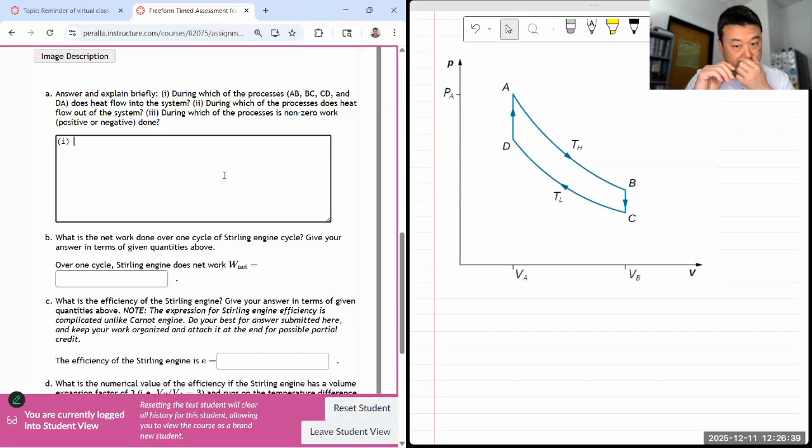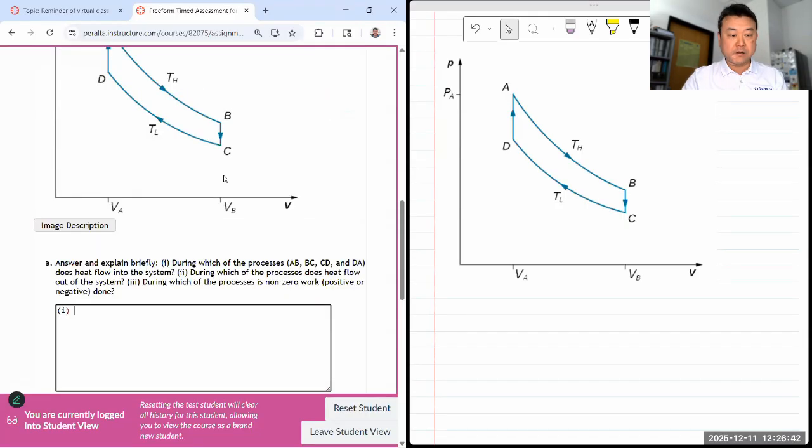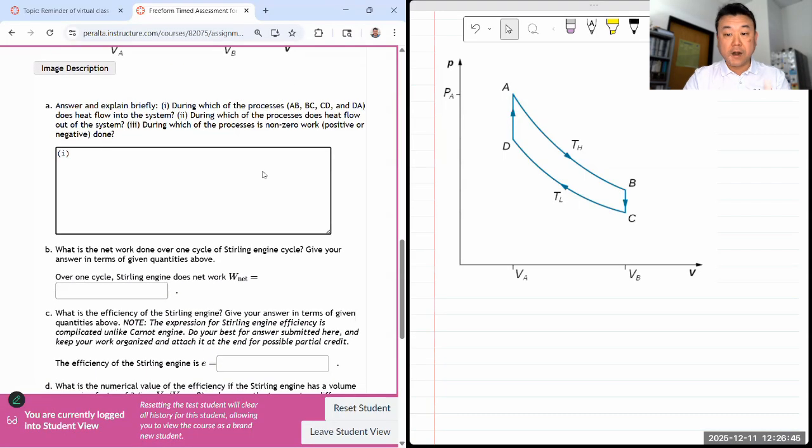Yeah, so here the answer will be slightly different from Carnot cycle. So for Carnot cycle, I would have said A B process involves heat flow into the system, and I would have stopped here. No other process involves heat flow into the system, but with the Stirling engine cycle, the isochoric heating involves heat flow. So also D to A isochoric heating process involves heat flow into the system.